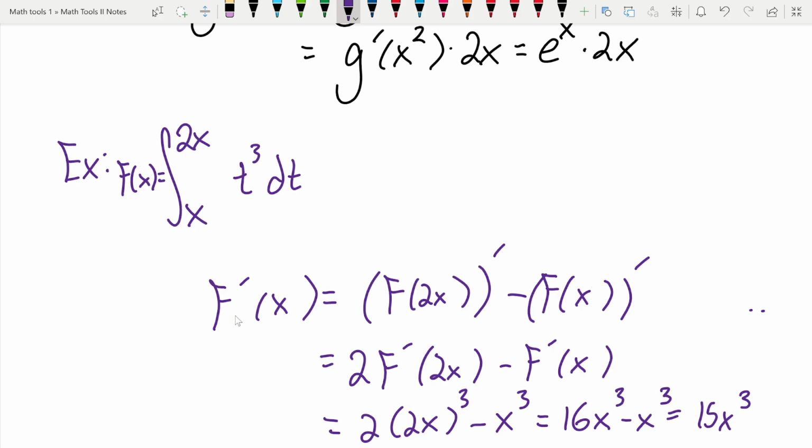Okay, so we can use these two parts of the fundamental theorem of calculus plus the chain rule together to evaluate these kinds of integrals. Or really, we're evaluating the derivative.